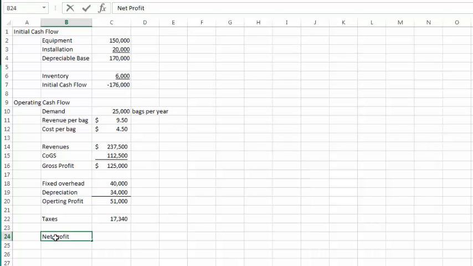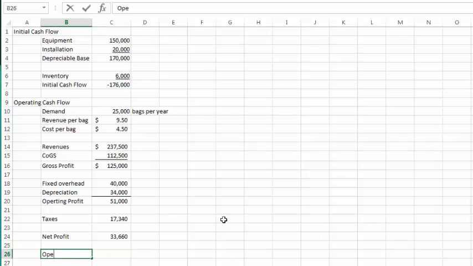Now this is not the cash flow, but this is the first step in getting there. So we're going to say equals 51,000 minus the 17,340 gives me a net profit of 33,660.